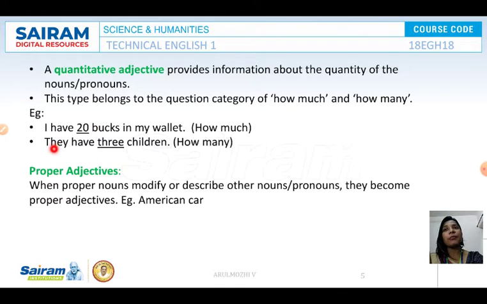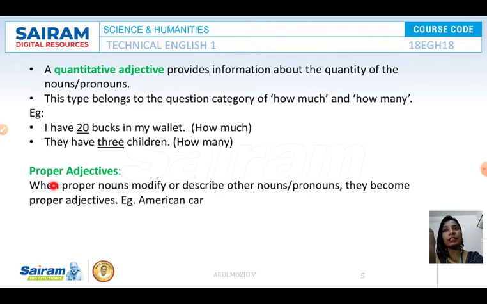There is another example, they have 3 children. Children is a noun and 3 describes the children. So 3 is a quantitative adjective. In quantitative adjective, uncountable nouns take the question word how much and countable nouns take the question word how many. So let's move on to the next one, proper adjective.